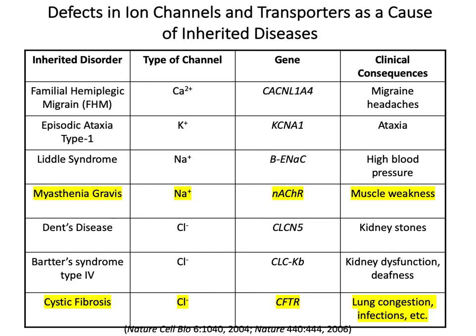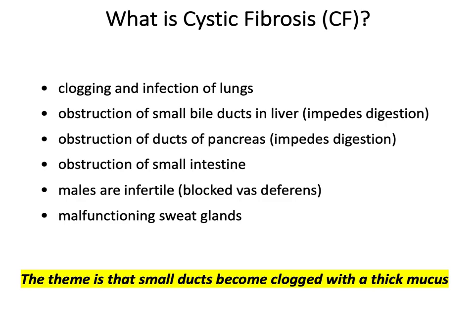The pathology of cystic fibrosis results from a mutation in a gene known as CFTR, or cystic fibrosis transmembrane conductance regulator, that encodes a chloride channel, and that chloride channel is a member of the ABC superfamily of transporters. So let's take a look at how a mutation in this channel actually contributes to cystic fibrosis. And here is some information about that.